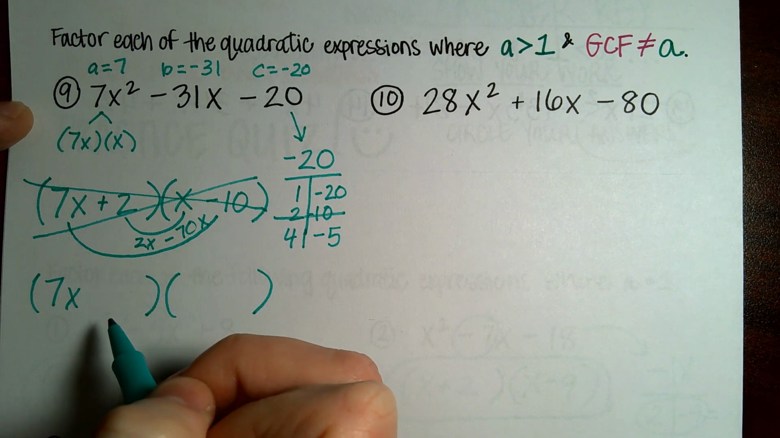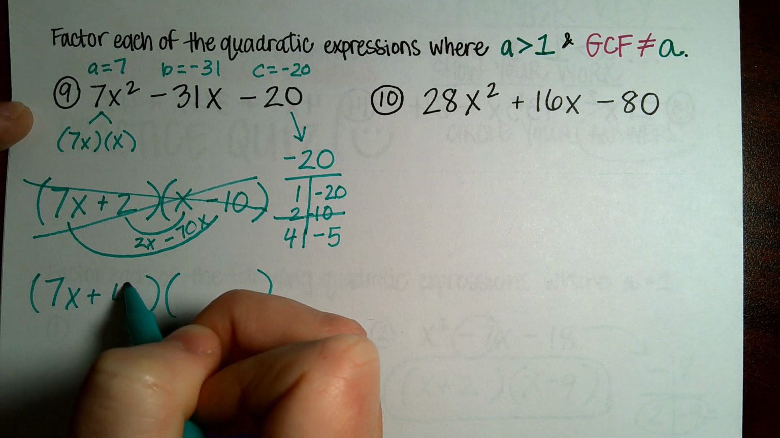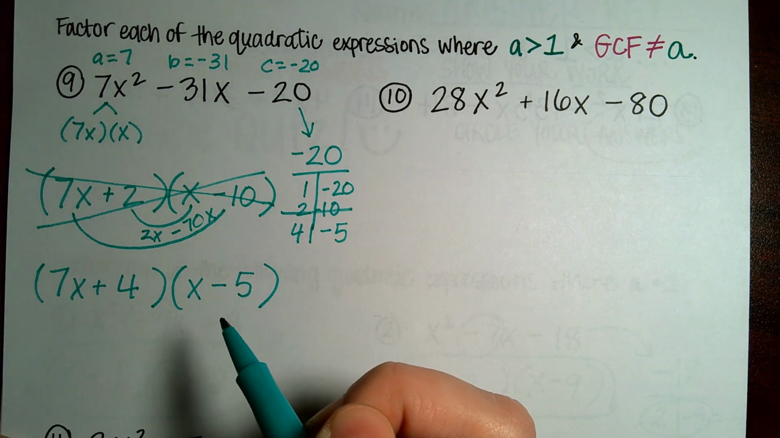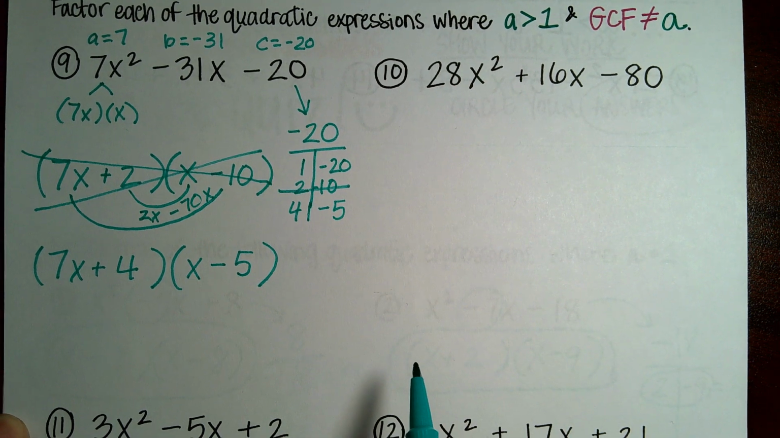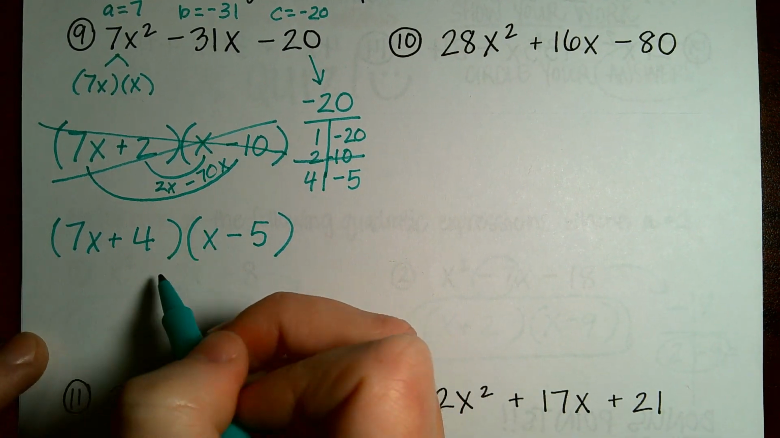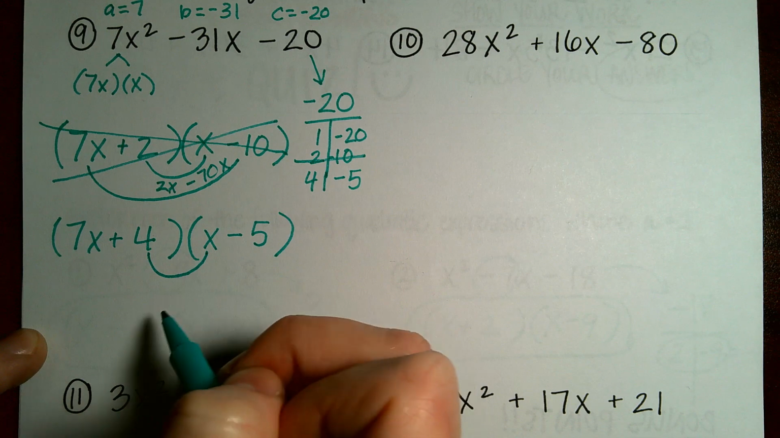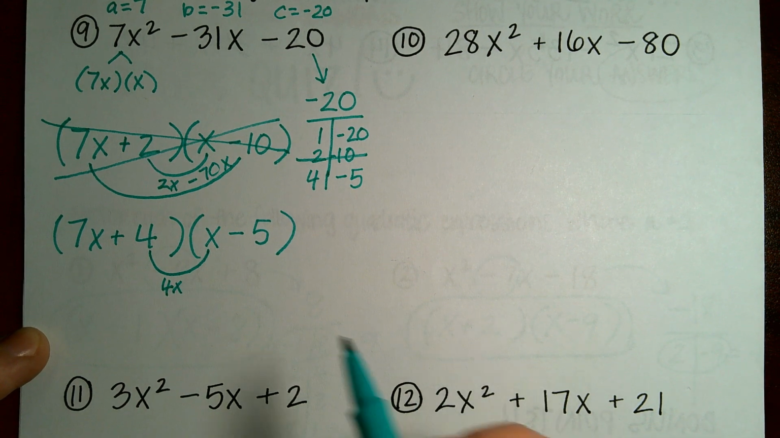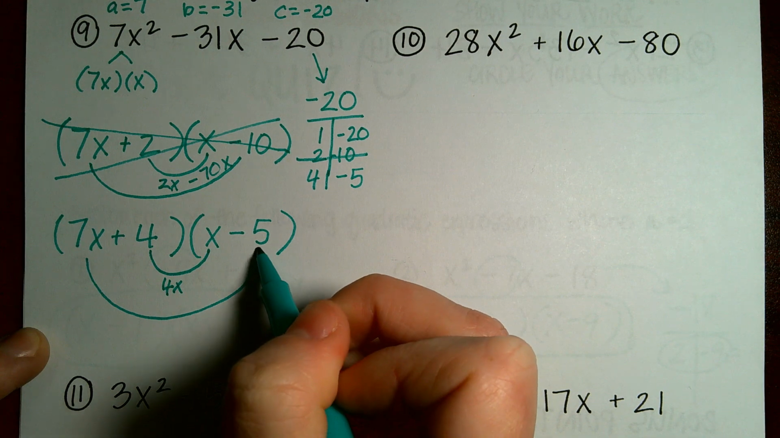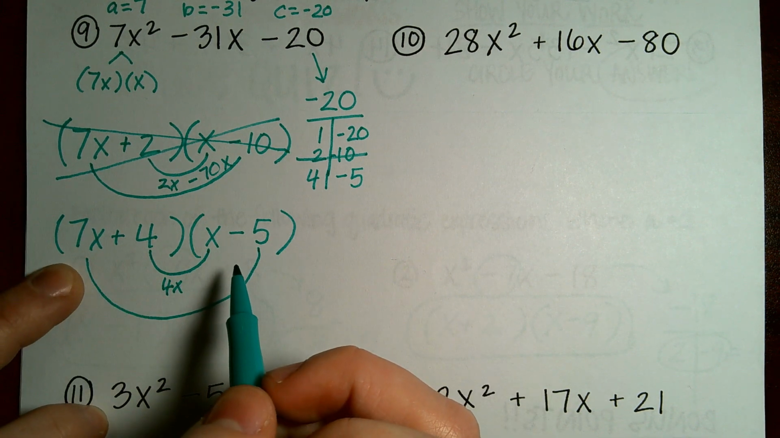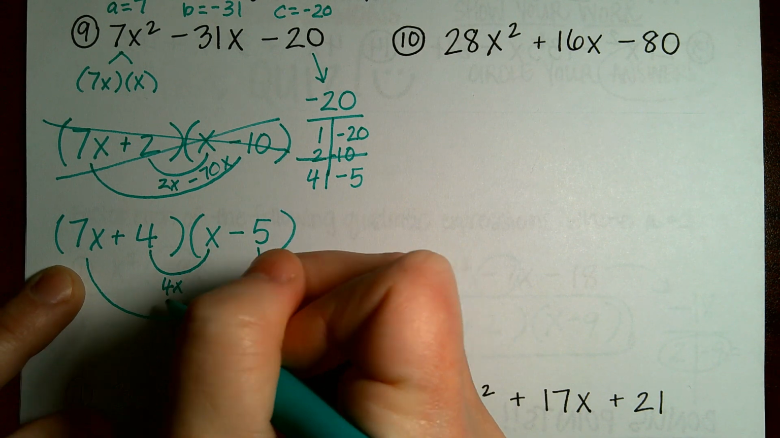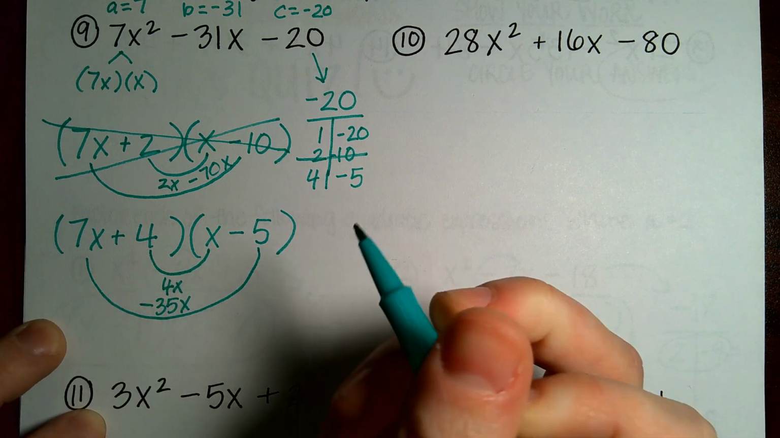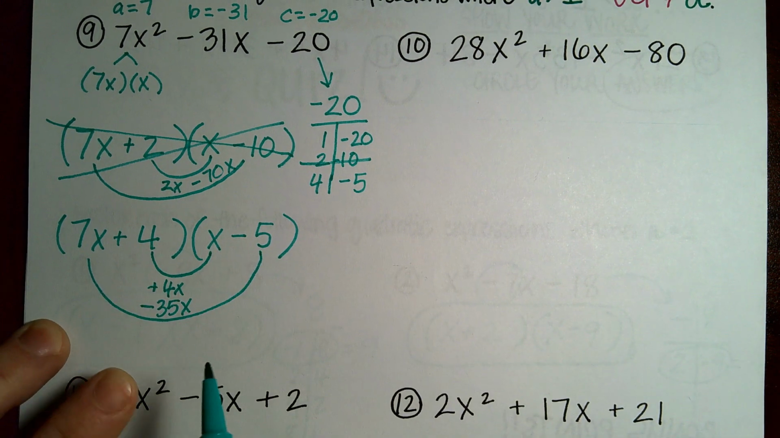Plus 4, minus 5. Let's do it. Plus 4x minus 5. Let's see what happens. So I'll do the rainbow again. 4 times x makes 4x. And 7x times negative 5 makes negative 35x.